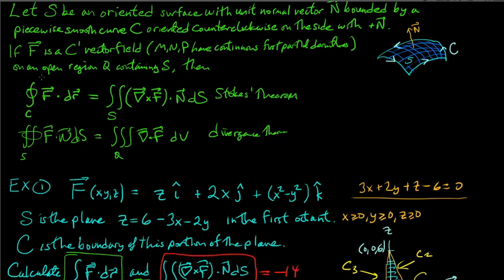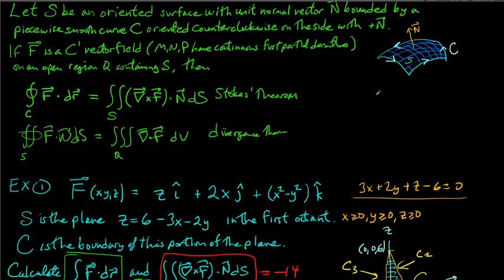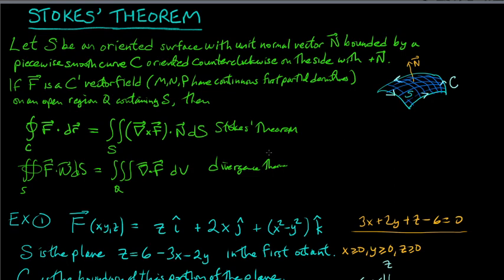Stokes' theorem is going to guarantee that, again, as long as this vector field has continuous partial derivatives, and the surface is an oriented surface, of course, with a piecewise smooth boundary, then the line integral will equal the flux integral. Okay, so that's our first example. Let's do another one.